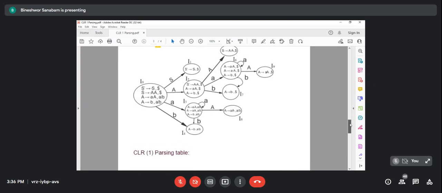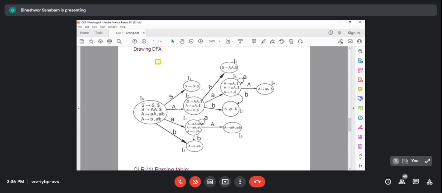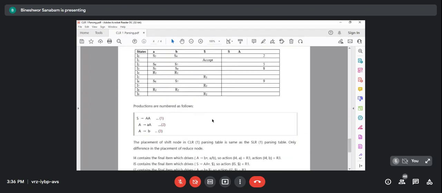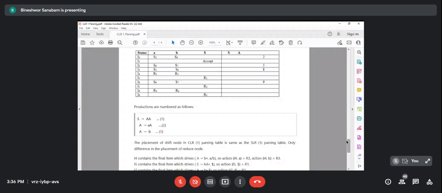And with state I7, what is our production? The production is A implies B, and the look ahead is dollar. A implies B is the third production, so R3, and the look ahead is dollar. So we place it over here in I7 under dollar.